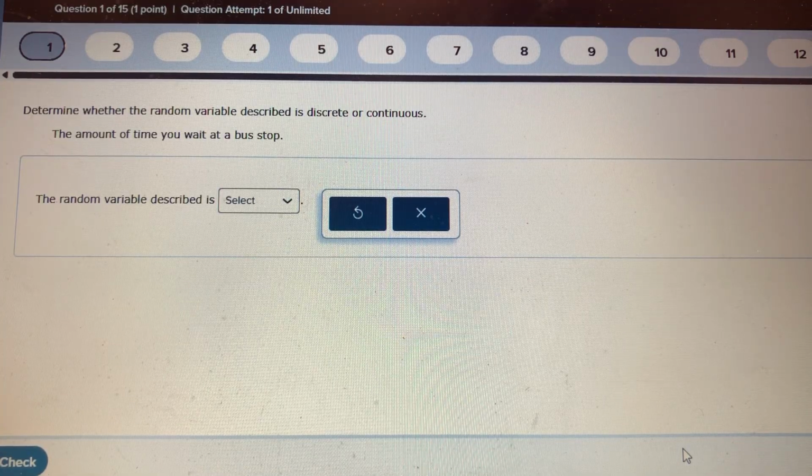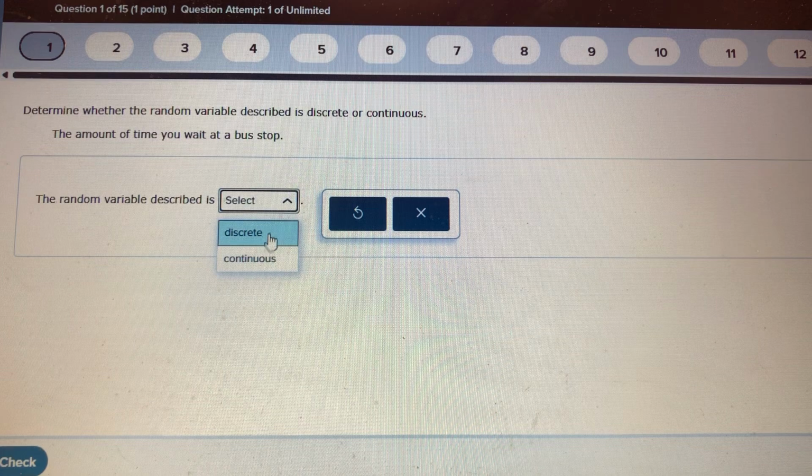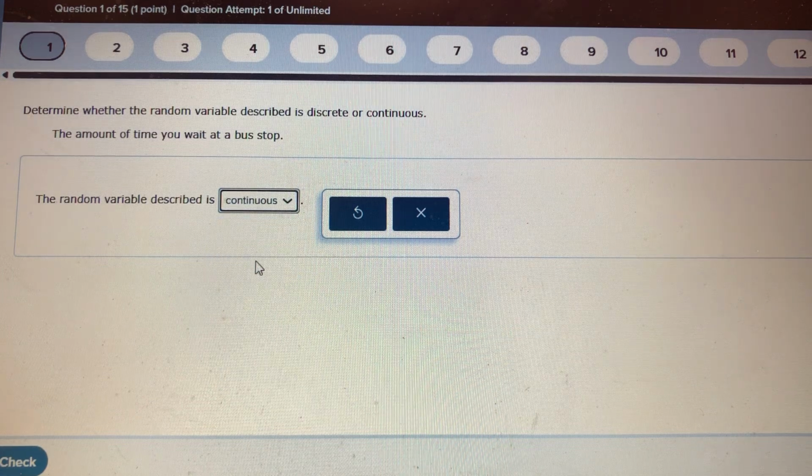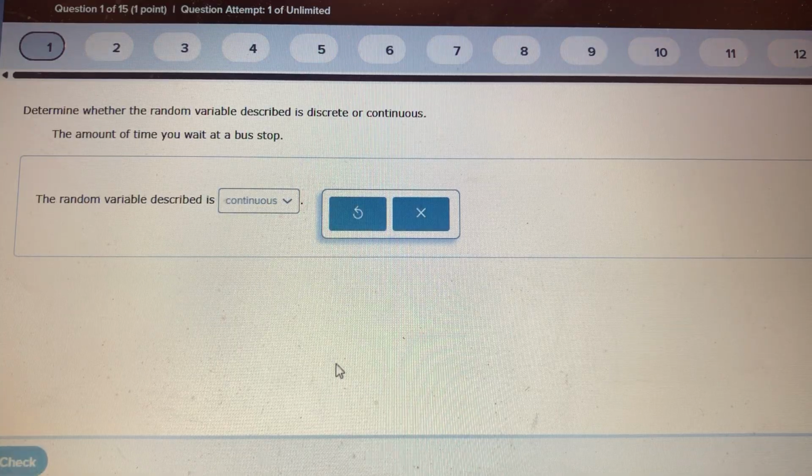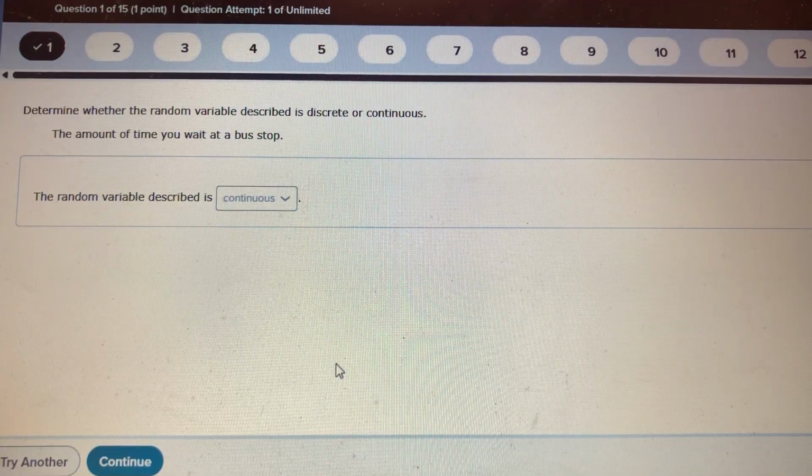So here's exactly what I was talking about. The amount of time you wait at a bus stop is continuous because time is a measurement. And it could be 10 minutes, it could be 11 minutes, but it could be 10 and a half. It's probably unlikely to be exactly 10 or exactly 11. And then in Chapter 6, if you were making one of these probability distributions we're about to make here in a second, you wouldn't be able to do it for time waiting at a bus stop because that's continuous.